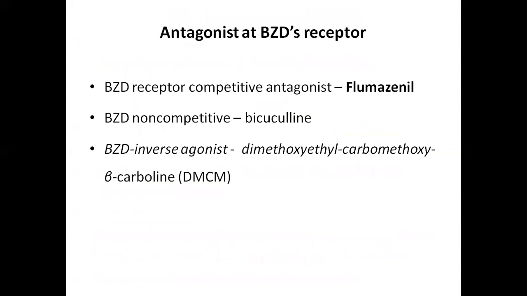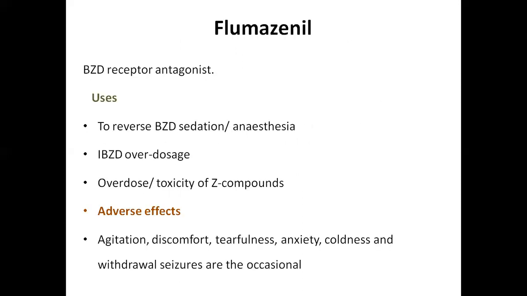Coming to the antagonist at the benzodiazepine receptor, this group of drugs has a specific antagonist, that is called flumazenil. So whenever poisoning occurs with the benzodiazepine group of drugs, we can use this drug. We have a non-competitive antagonist which can be used as a research tool, that is bicuculline, and an inverse agonist at the benzodiazepine receptor, that is beta carboline. These are used basically as research tools. Flumazenil is having therapeutic importance.